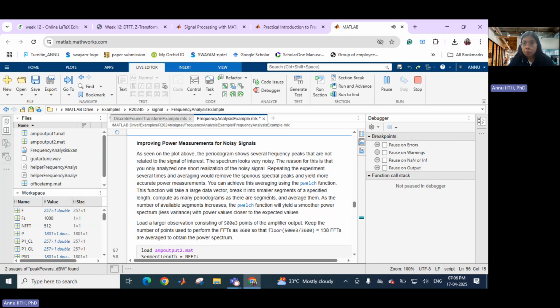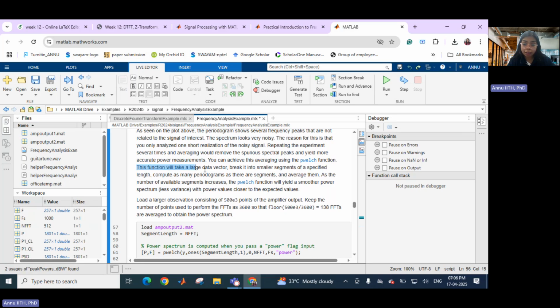Now, the most important application: improving power measurements for noisy signals. As seen on the plot above, the periodogram shows several frequency peaks that are not related to the signal of interest at all. The spectrum looks noisy. The reason for this is that you only analyze one realization of the noisy signal. Repeating the experiment several times and averaging would remove the spurious spectral peaks and yield more accurate power measurements. You can achieve this averaging using pwelch.